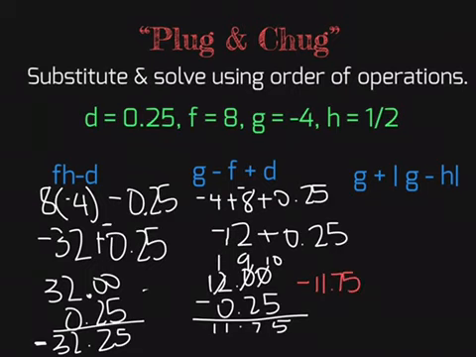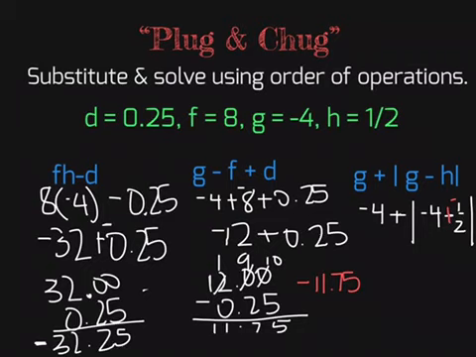And my final expression is g plus the absolute value of g minus h. So g is negative 4 plus the absolute value of negative 4 minus 1/2. You need to do absolute value first, and if you look, you are subtracting with negatives, so I would strongly suggest changing it to adding the opposite, or negative 4 plus negative 1/2. You're adding like signs, so you want to add those numbers together.